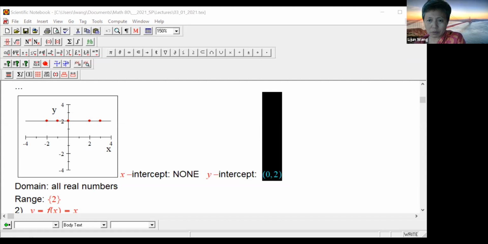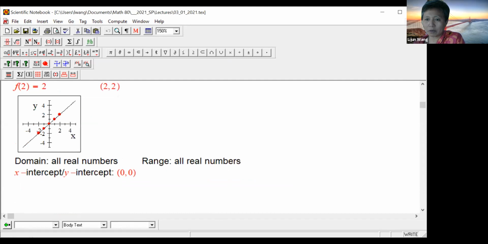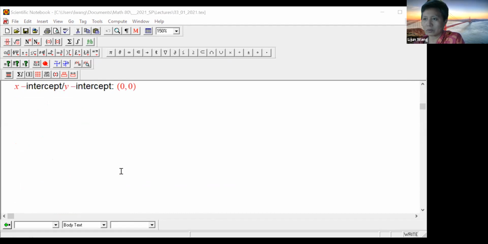Okay, let's look at number 3. Number 3 is a category of functions you probably have learned before, haven't you? Who has never seen mx plus b? This is a category of functions, right? M is the slope, b is the y-intercept. Okay, the y-coordinate or y-intercept.